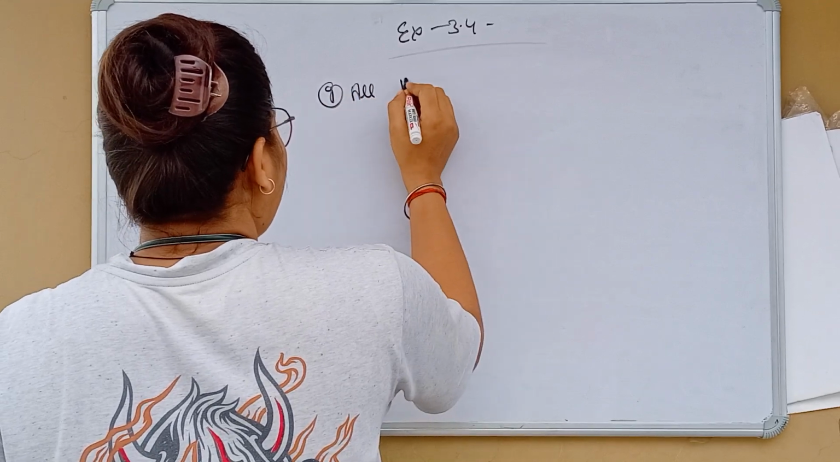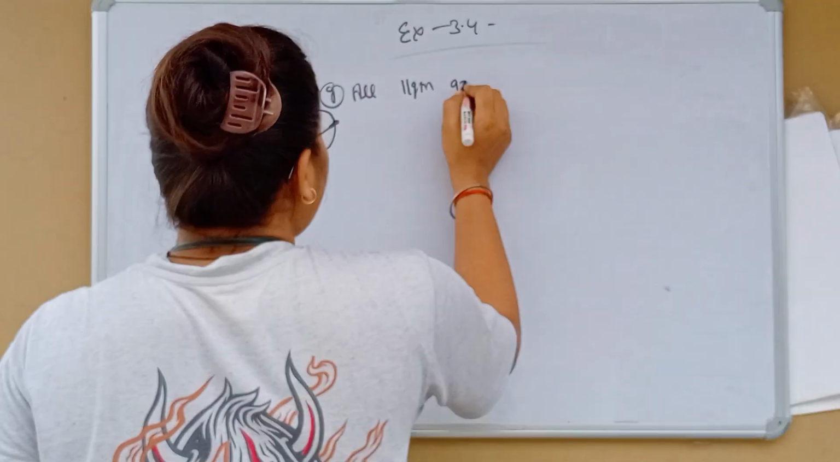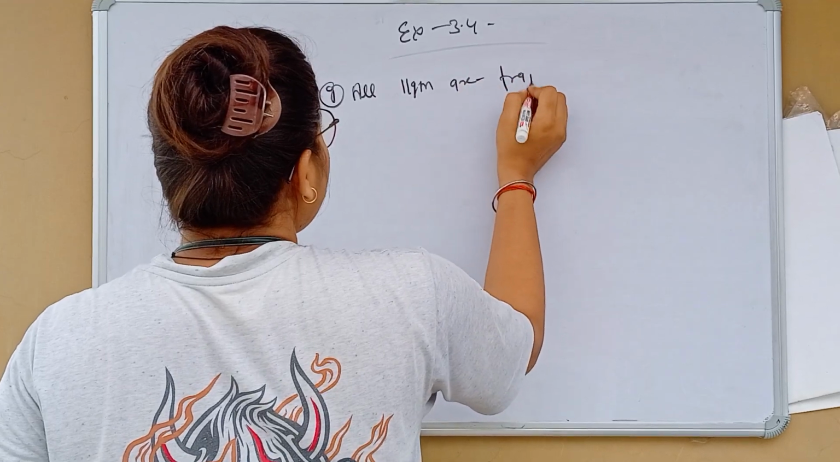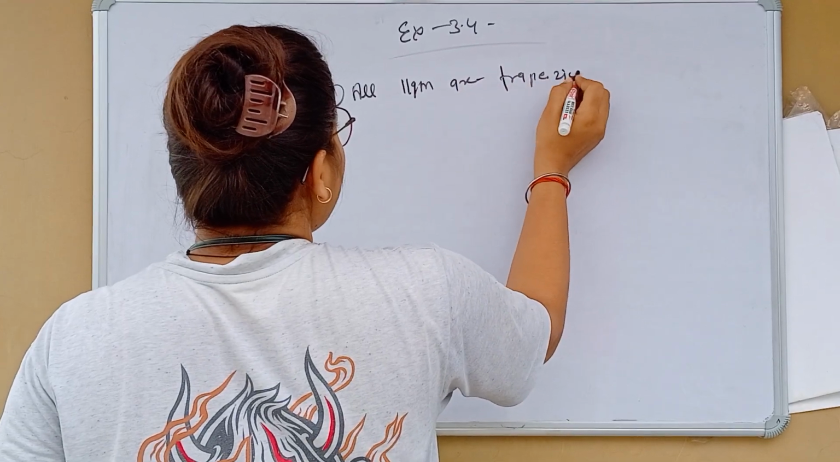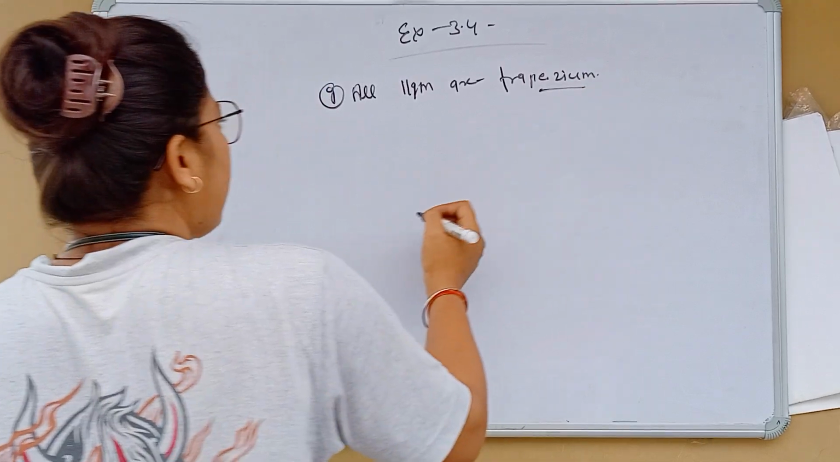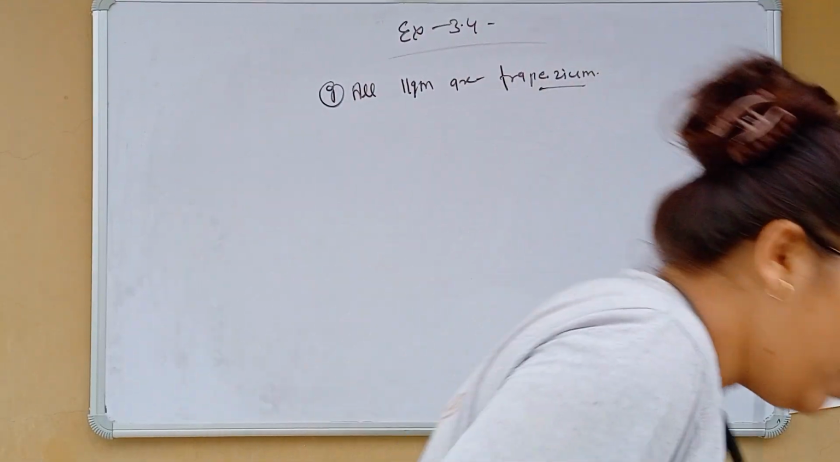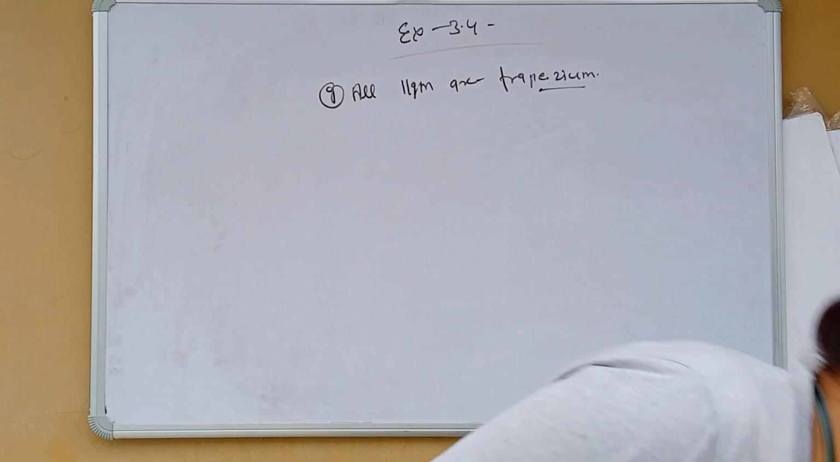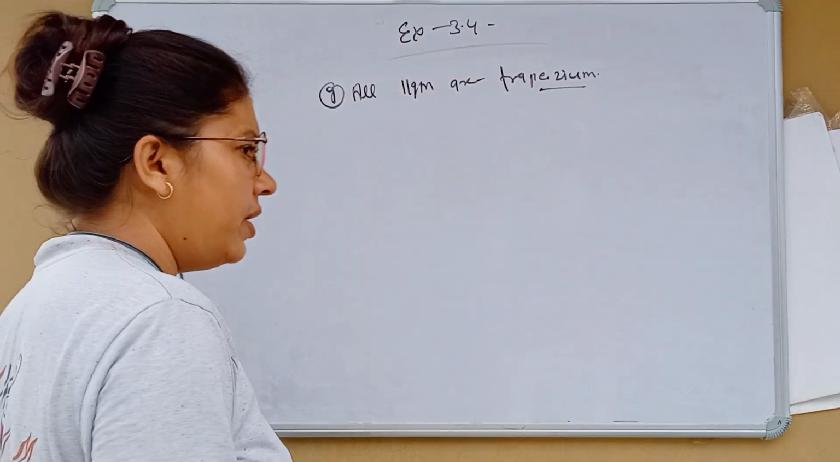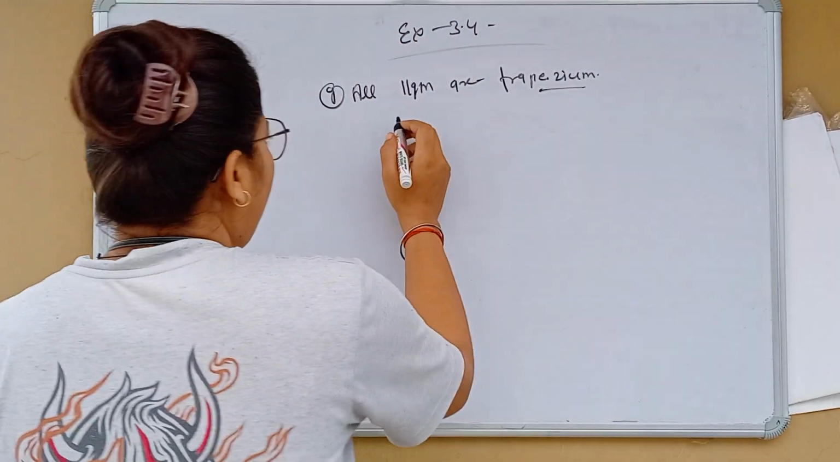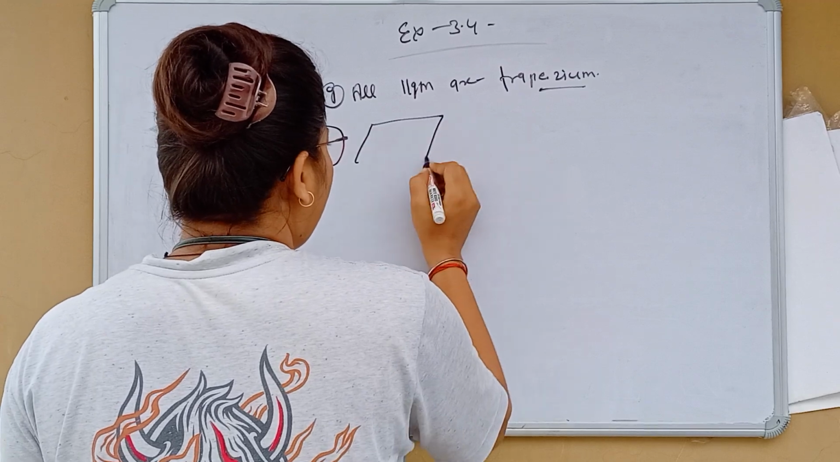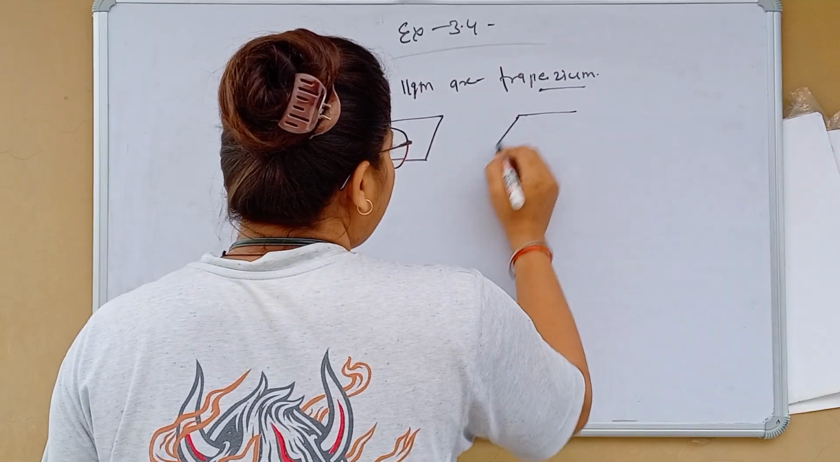All parallelograms are trapezium. So what do we do? First make a figure. Why do I make a figure? For your understanding. It's not mandatory. You make it or not, the first thing is understanding. Make a parallelogram figure, and here we make a trapezium.